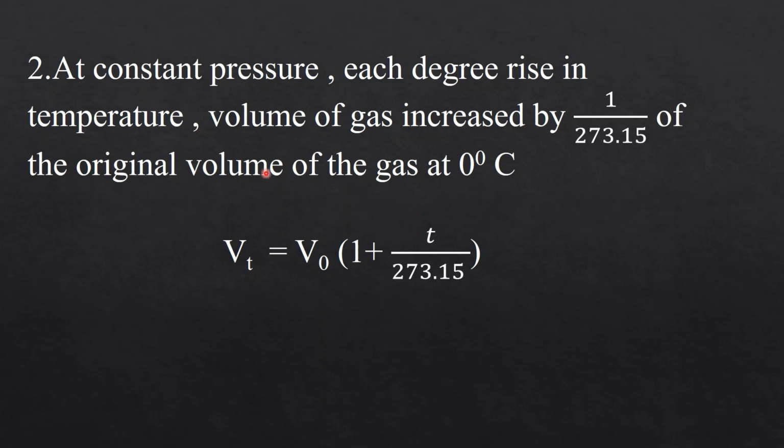At constant pressure, for each degree rise in temperature, the volume of gas increases by 1 by 273.15 of the original volume of the gas at 0 degrees C. So Vt is equal to V0 into 1 plus T by 273.15, where Vt is the volume of the gas at T degrees C, and V0 is the volume of the gas at 0 degrees C.